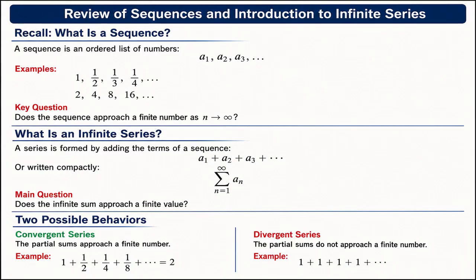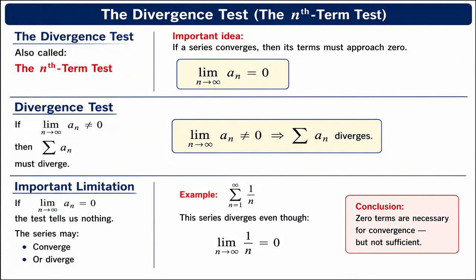For many infinite series, calculating the exact sum is very difficult or even impossible. So mathematicians developed a special tool called convergence tests. These tests help us determine whether a series converges or diverges without finding the exact sum. The first convergence test we study is called the divergence test. It is also called the n-term test. The key idea is very important.